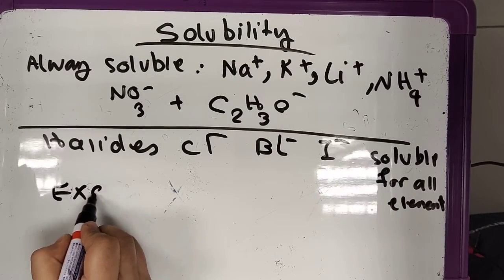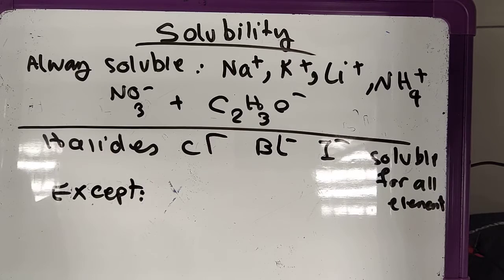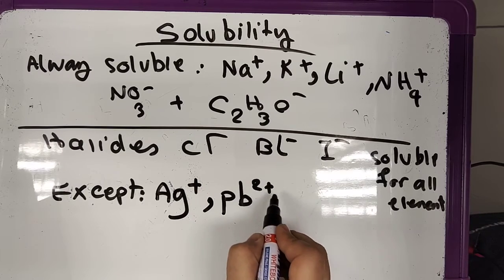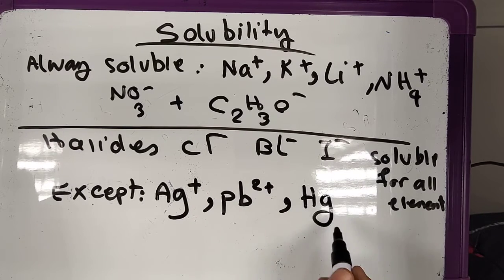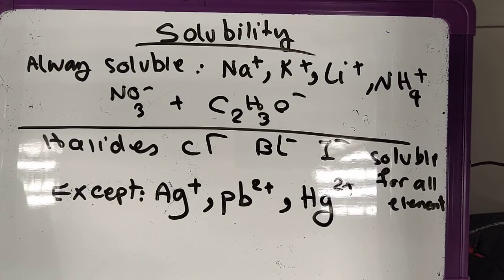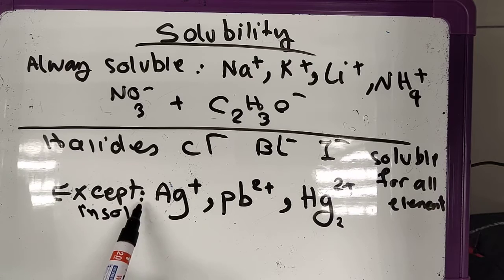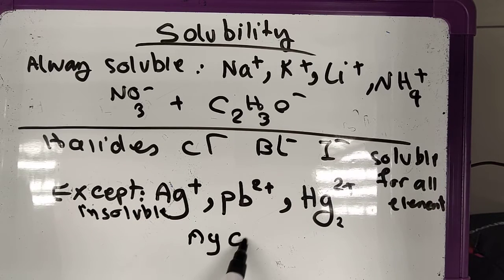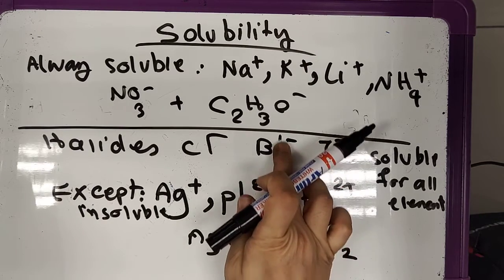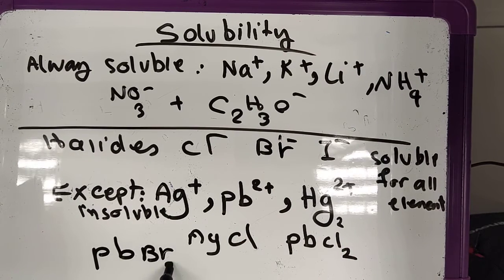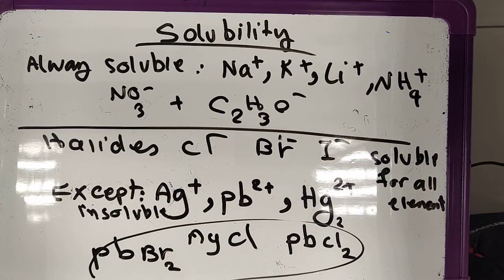except silver, lead, and mercury. So silver, lead, and mercury halides are insoluble. These are insoluble, like AgCl, like PbCl2, or like PbBr2.